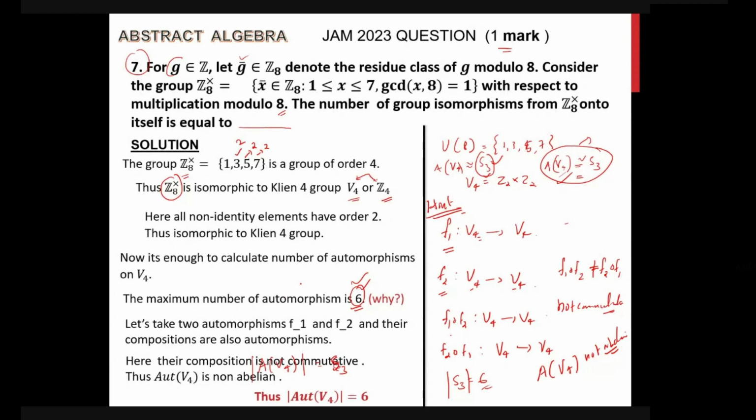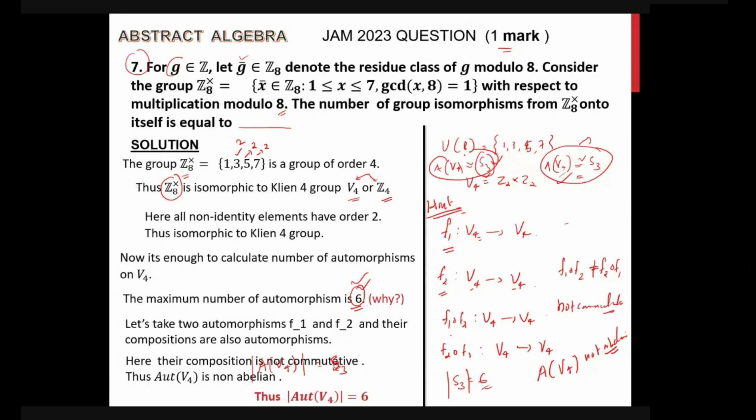Okay, automorphism 6. If you know this fact, that the automorphism group of V4 is S3, then you are done in seconds. If you do not know that, then you should try different methods, and it may be time consuming, but you can still solve these problems.